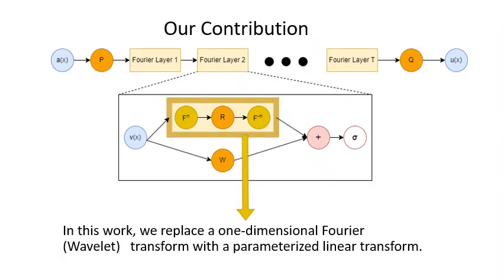space. In this paper, we modify the transform block of the neural operator represented in the ochre yellow block by replacing the one-dimensional Fourier transform or wavelet transform by a learnable transform, which is essentially a matrix multiplication.